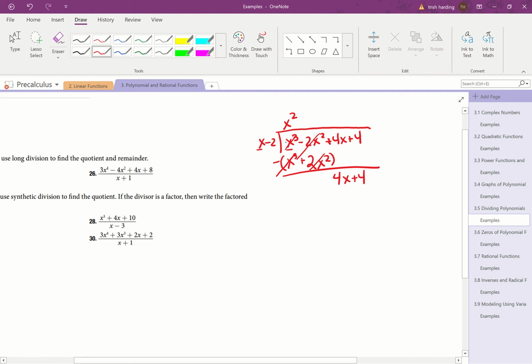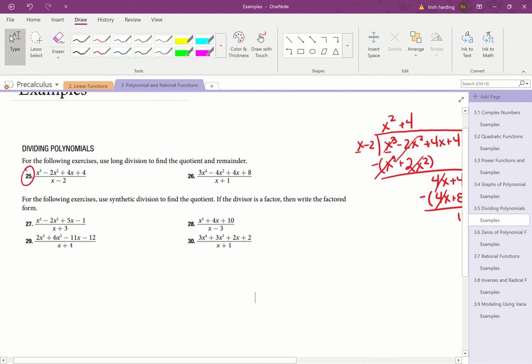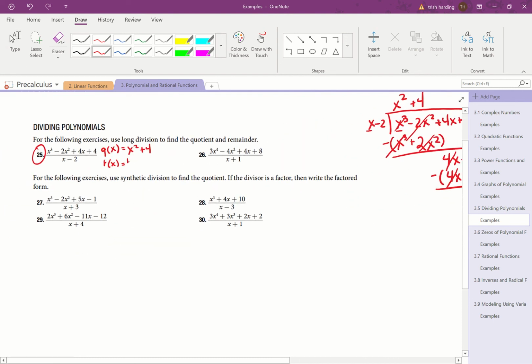So now what do I need to multiply x by to equal 4x? Well, that's just 4. So that's going to be 4x minus 8. This will become positive, and that is 12. So the quotient is x squared plus 4, and the remainder was 12. 12 over x minus 2.